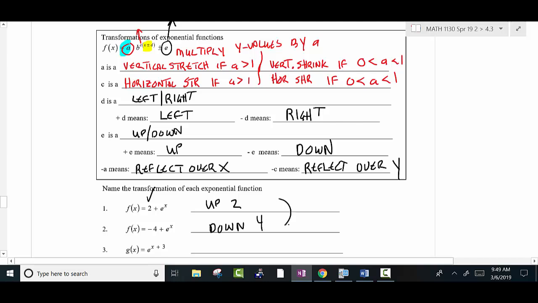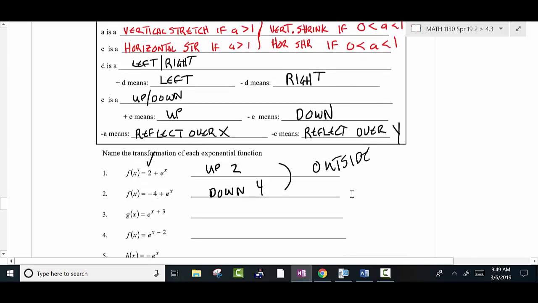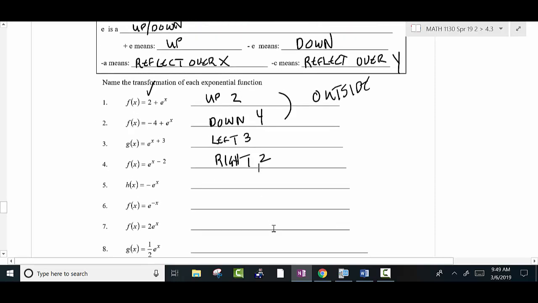Okay, so again, that's just outside of the exponent. And how about the next one? What's that going to be? Left 3. It's inside, so that's going to be left 3. And then the last one is going to be right 2. Okay, that's how that goes. Then we get into the reflections. How does number 5 reflect? Over x or y? Reflect over x. Okay, the next one would be reflect over y.